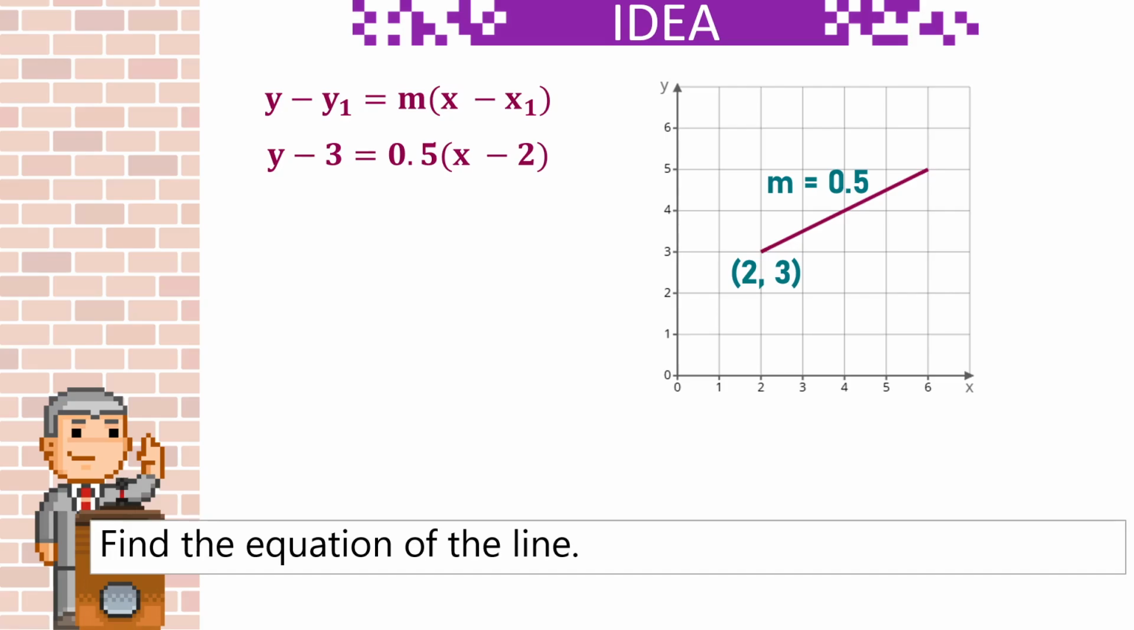So it becomes y minus the y coordinate, which is 3, equals 0.5, which is our gradient, brackets x minus the x coordinate, which is 2. Expanding the brackets and adding 3 to both sides gives us the equation of the line in the format y equals mx plus c. So it's y equals 0.5x plus 2.